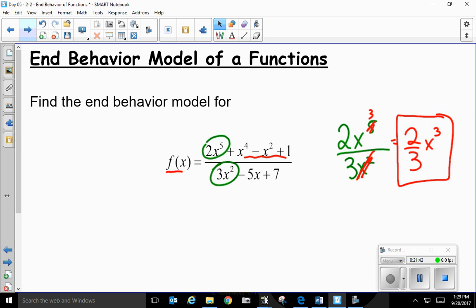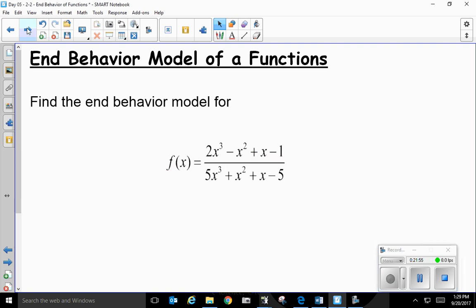There it is. All right. Let's try. Oh, she said wait. All right, how about, Sienna, can you tell me what the end behavior model for this is?